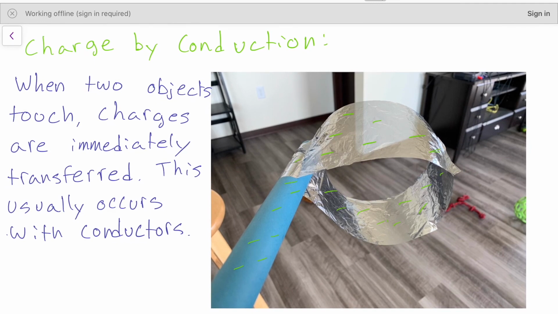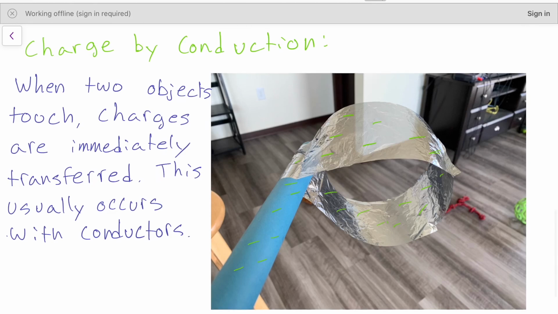So when conductors are given charges through contact or conduction, those charges that are placed onto it immediately disperse throughout that object, okay? The charges want to reach an equilibrium. They don't want to have a concentration of charges on one side if they don't have to. If the charges can flow on it easily, they're going to spread out as fast as they can.